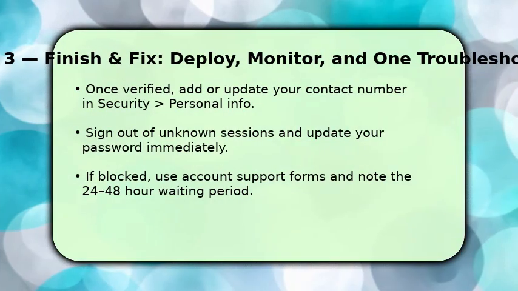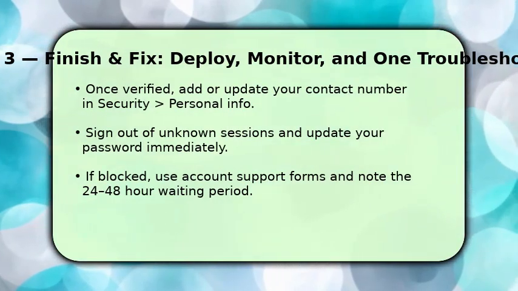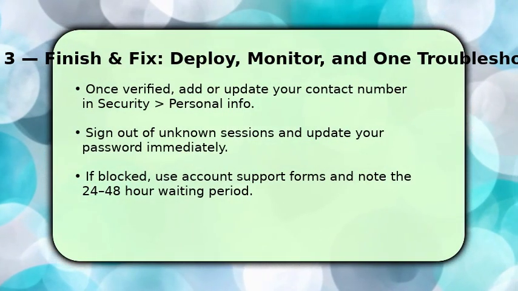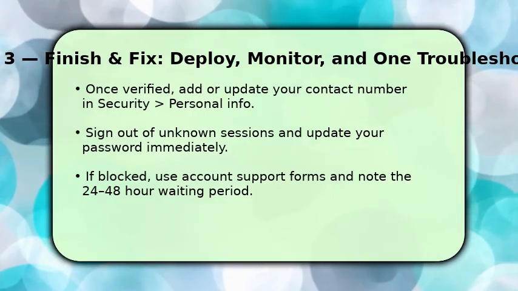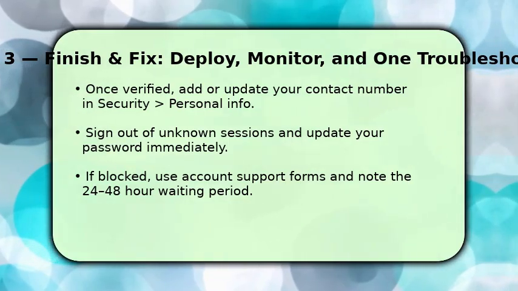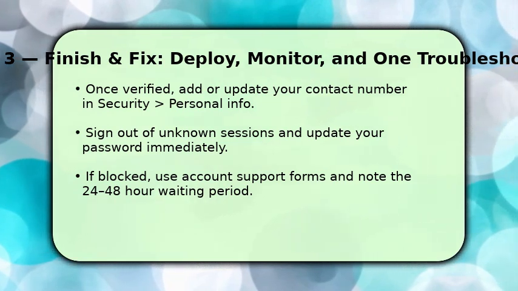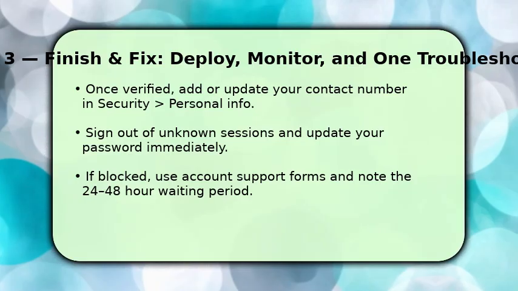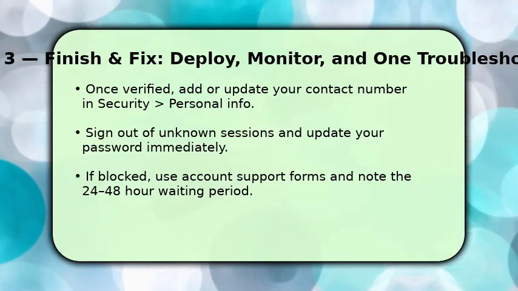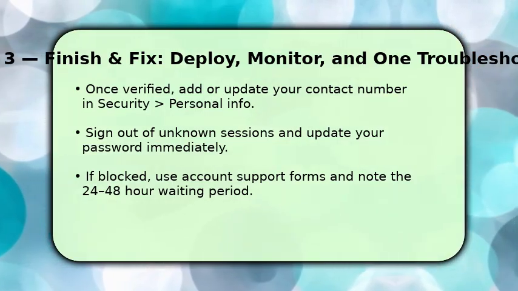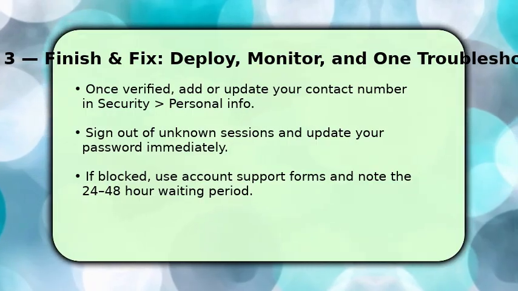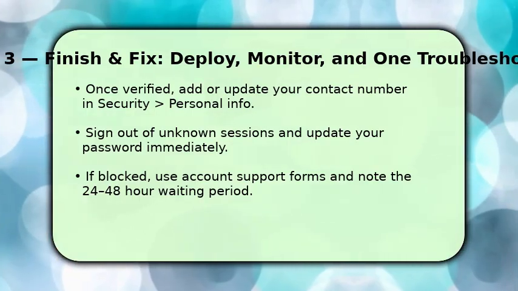Finish by confirming the recovery phone number in your Google account under Security and Personal Info. Add the correct number and save changes. Then sign out of any unfamiliar sessions and set a strong new password, make it unique and store it in a password manager. If Google locks changes, use the account support forms and expect a 24 to 48-hour verification hold. This is a security delay.